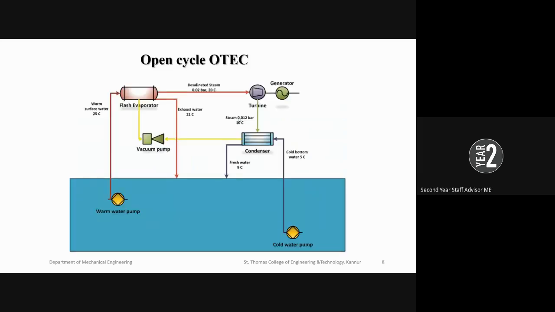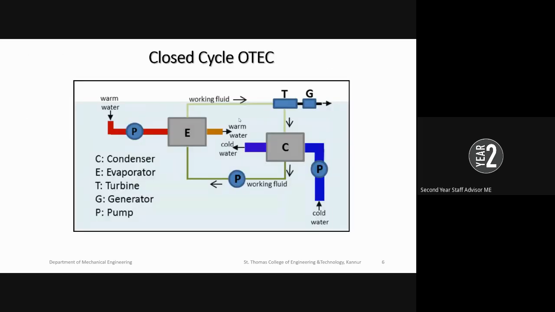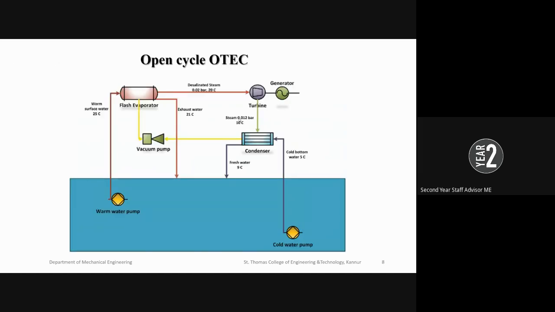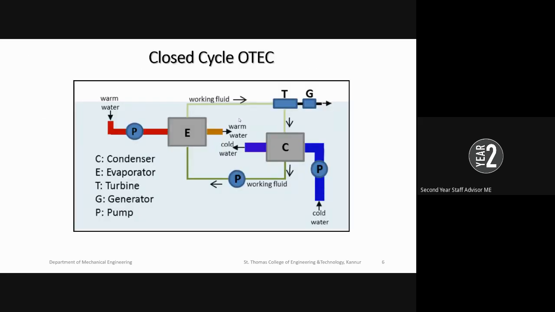The only difference here is that in the open cycle the warm water is used as the working fluid, but in the closed cycle we use another working fluid which has a low boiling point, like ammonia. There will be a heat exchanger by which the heat from the warm water is transferred to the working fluid. This was the main difference between the closed and the open cycle.